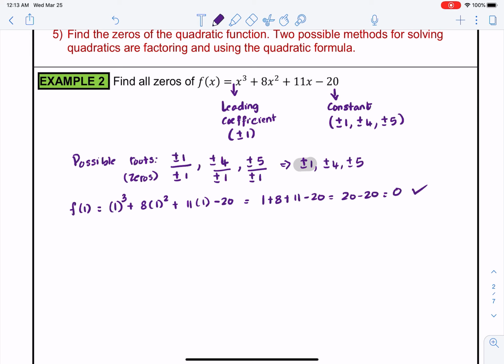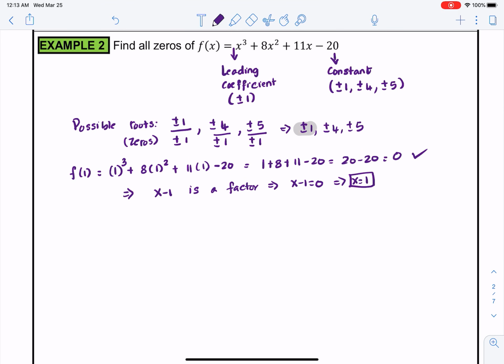So right away I got the actual zero, which would imply x minus 1 is a factor. The reason being, if I set x minus 1 equal to 0, I will get x is equal to 1, which is one of the zeros that we guessed. So now that we have x equal to 1 as a zero and x minus 1 as a factor, I am going to simply divide using synthetic division the polynomial 1, 8, 11, negative 20 by 1.